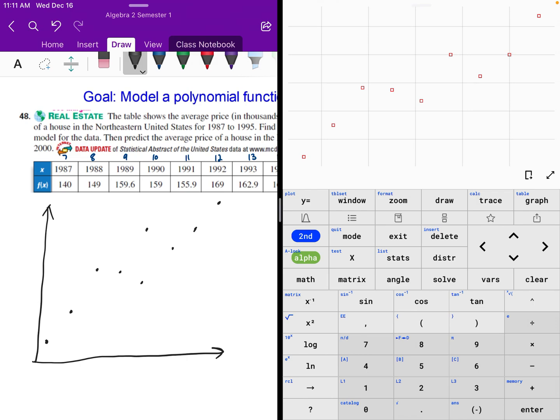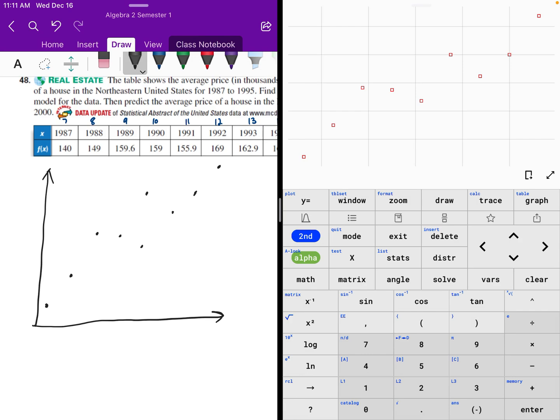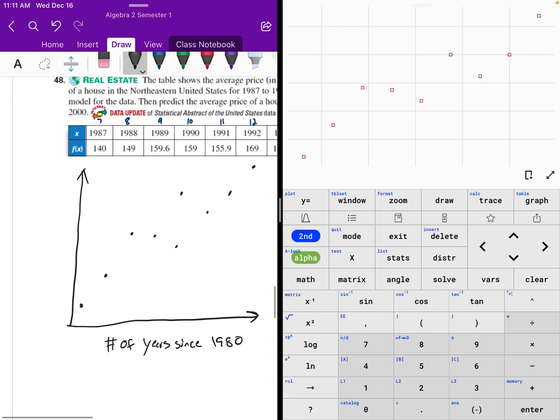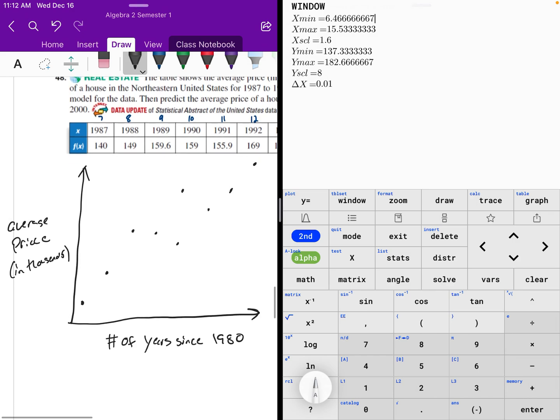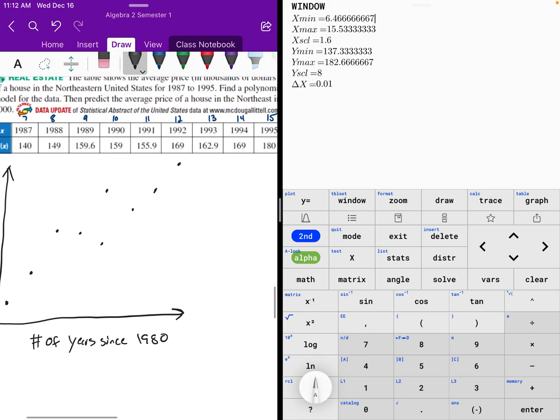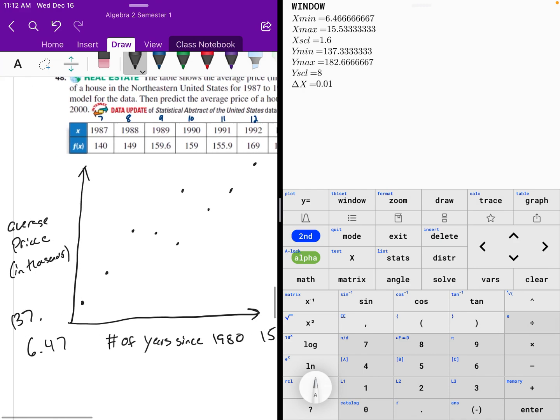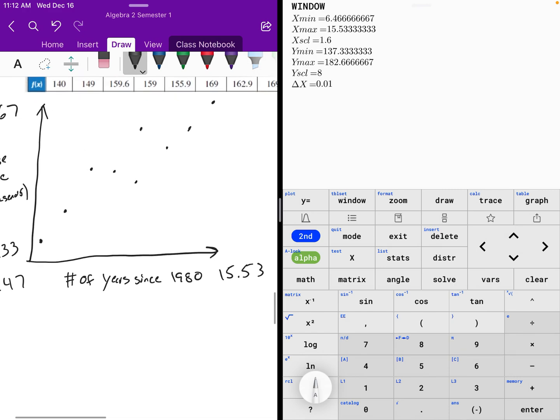Okay, so there's our scatter plot. Again, we need to have our labels. X, which was the number of years since 1980. And then F of X, which was the average price of a house. And we'll just say average price. And that was in terms of thousands. And from there, again, we're going to hit window to get our X max, X min. So X min 6.47. We'll go to the hundredths place there. And X max, we got 15.53. Y min, we got 137.33. And then Y max 182.67 if we go to the hundredths. Okay, there's our scatter plot.